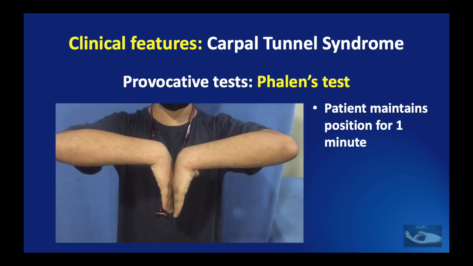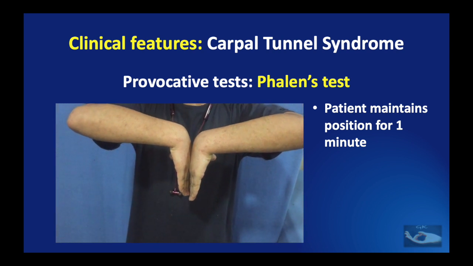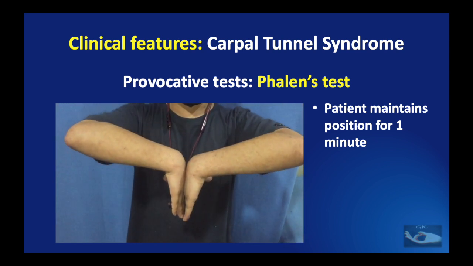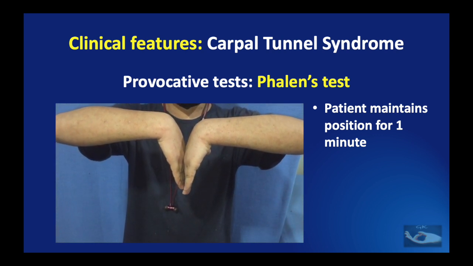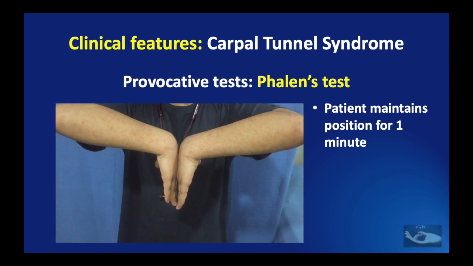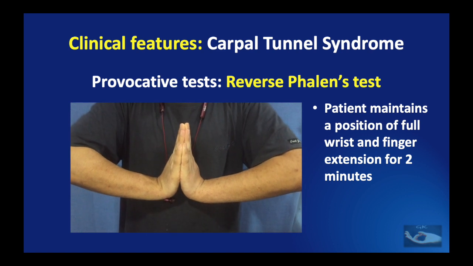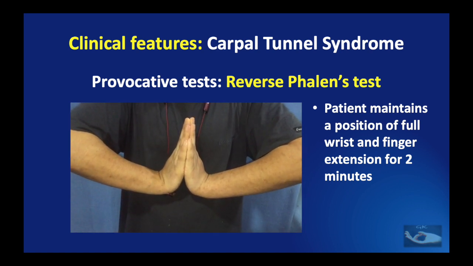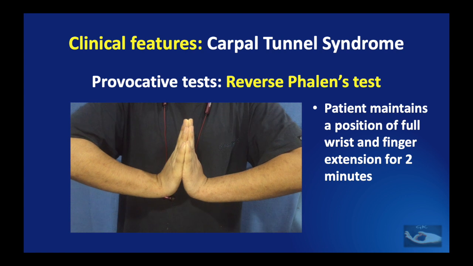The Phalen's test is done by asking the patient to push the dorsal surface of the hands together and hold the position for about a minute. This will produce symptoms of median nerve compression like tingling sensation in the radial 3.5 fingers. This is because this maneuver increases the pressure in the carpal tunnel. In the reverse Phalen's test, the patient maintains a position of full wrist and finger extension for a period of 2 minutes. In patients with an evolving carpal tunnel syndrome, this test will cause symptoms of median nerve compression.